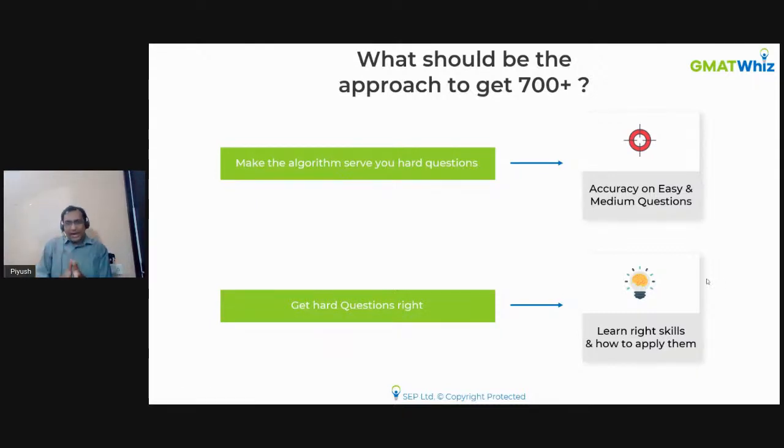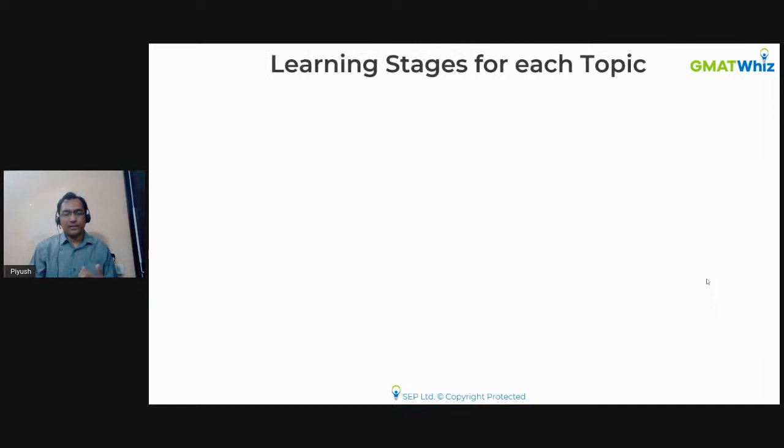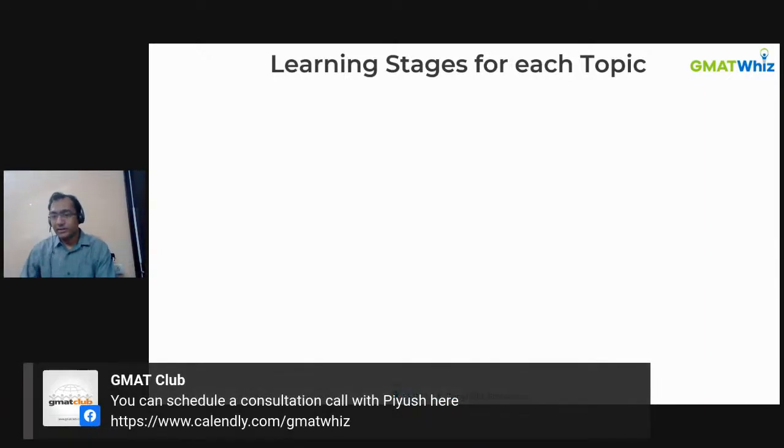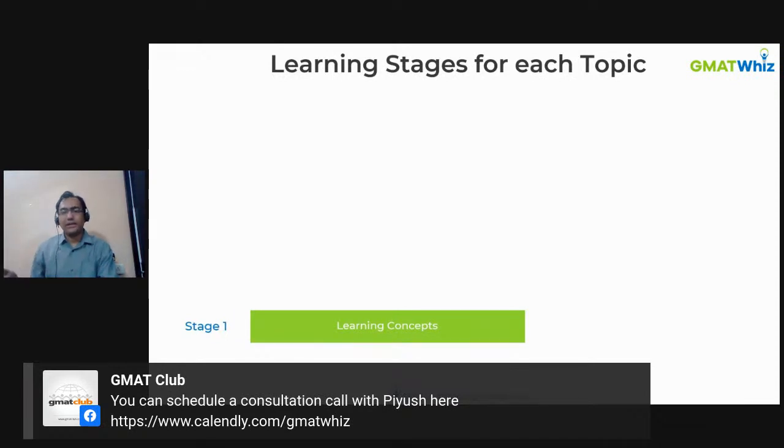Okay, so to get the hard questions right, you need to build the right skills. Now, that's where most of the people struggle. Generally, when students learn, they do not really understand what the most important stages of learning are. Whenever you are learning any topic, there are 3 important stages that you should go through. The first stage is you should learn the concepts related to the topic. So when I say a topic, I mean, let's say prime numbers or modifiers or inference questions in CR, whatever. You need to first learn the concepts. What are the main concepts that are tested on the GMAT for that particular topic?